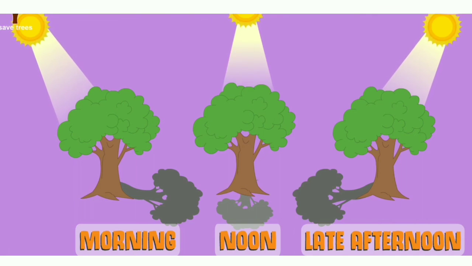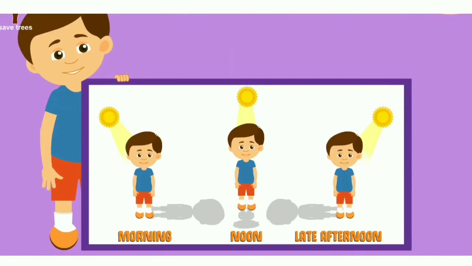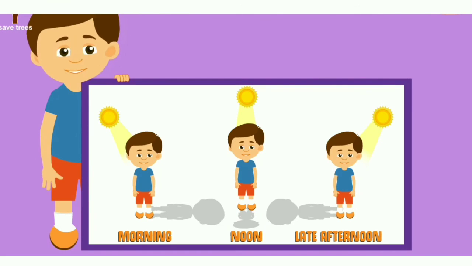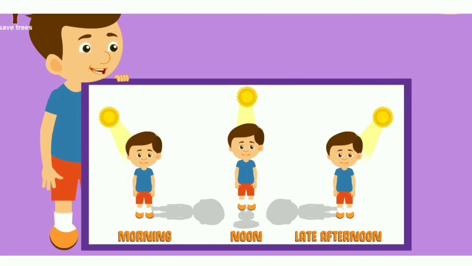Position of sun changes throughout the day, which changes the direction of where shadow falls. This is why we see different sizes and shapes of the shadow. In the morning, your shadow will be long and fall to waist. At noon, short shadow, and in late afternoon, it will be long again.